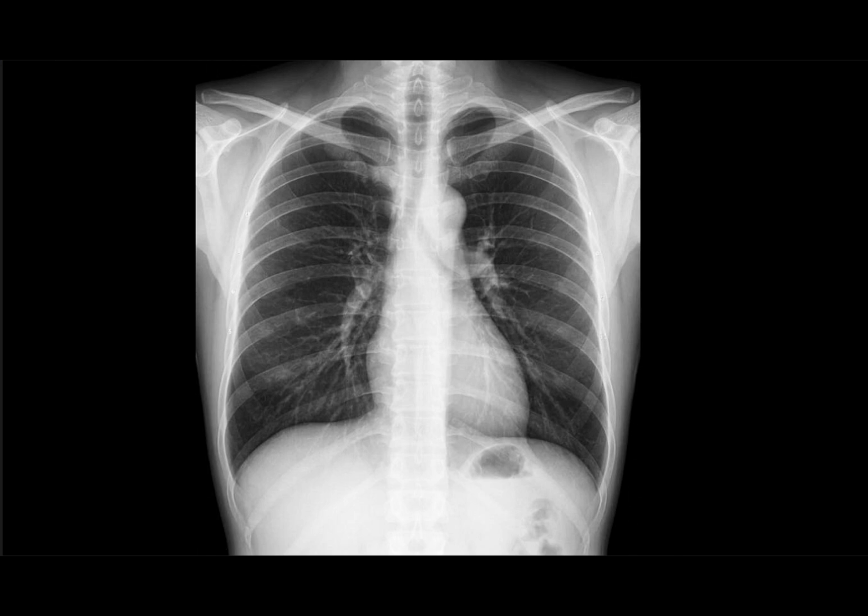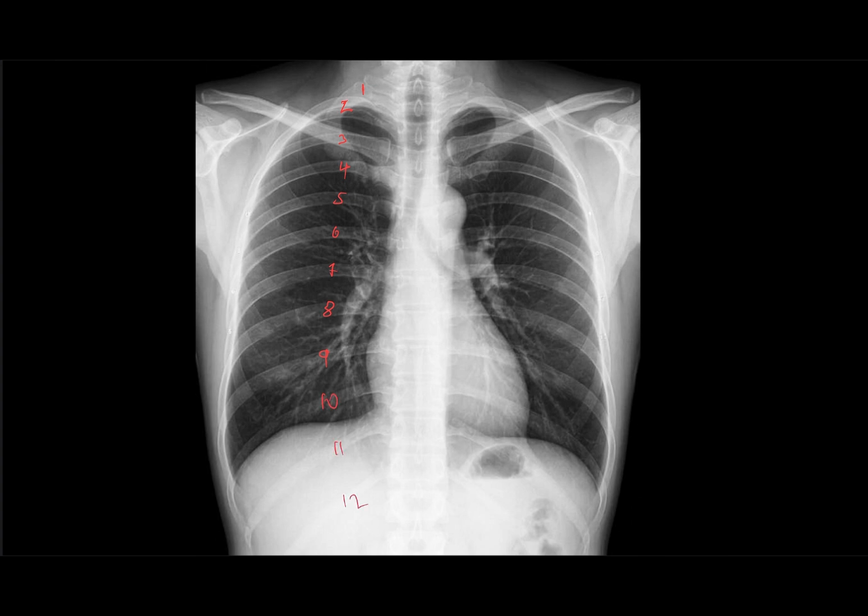Now let's count the ribs. We're going to start by counting the ribs posteriorly. And from there, we can trace them to the anterior parts. This is the first rib. This is the second rib. This is the third rib. This is the fourth rib. This is the fifth rib. The sixth rib. The seventh, the eighth, the ninth, the 10th, the 11th, and the 12th rib.